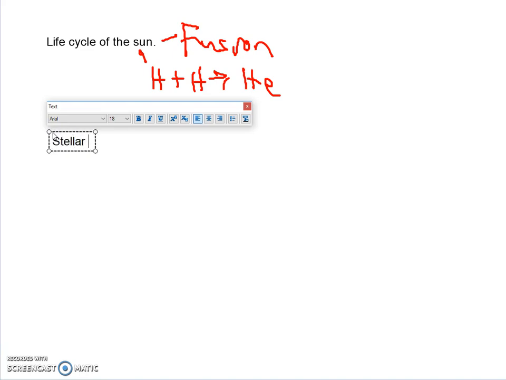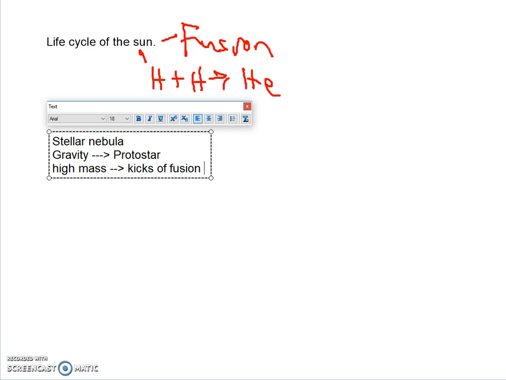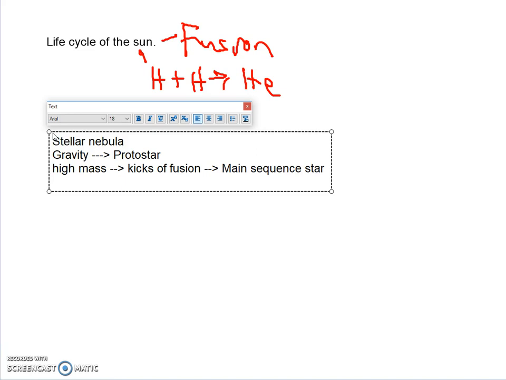You start with the stellar nebula, and then gravity pulls that together into a protostar. Once the protostar has enough mass, so high mass, it kicks off fusion, and then you have the main sequence star. These burn for quite a while, if it's the mass of our sun, 10 billion years. So we're about 4.6 billion years into it, and we've still got a whole long time to go.